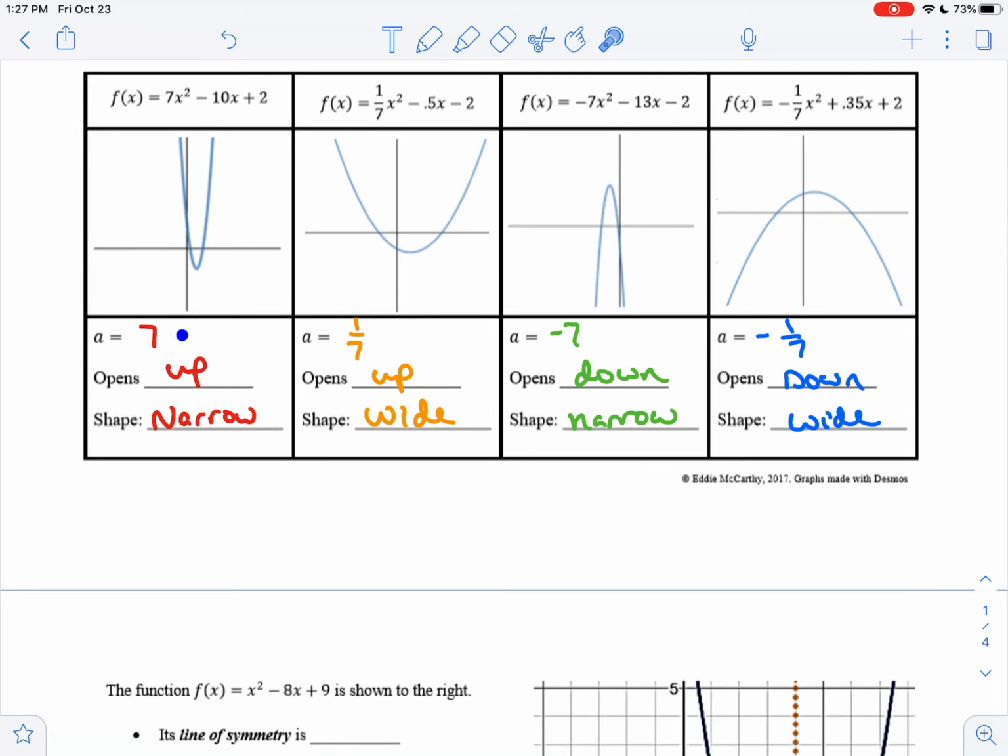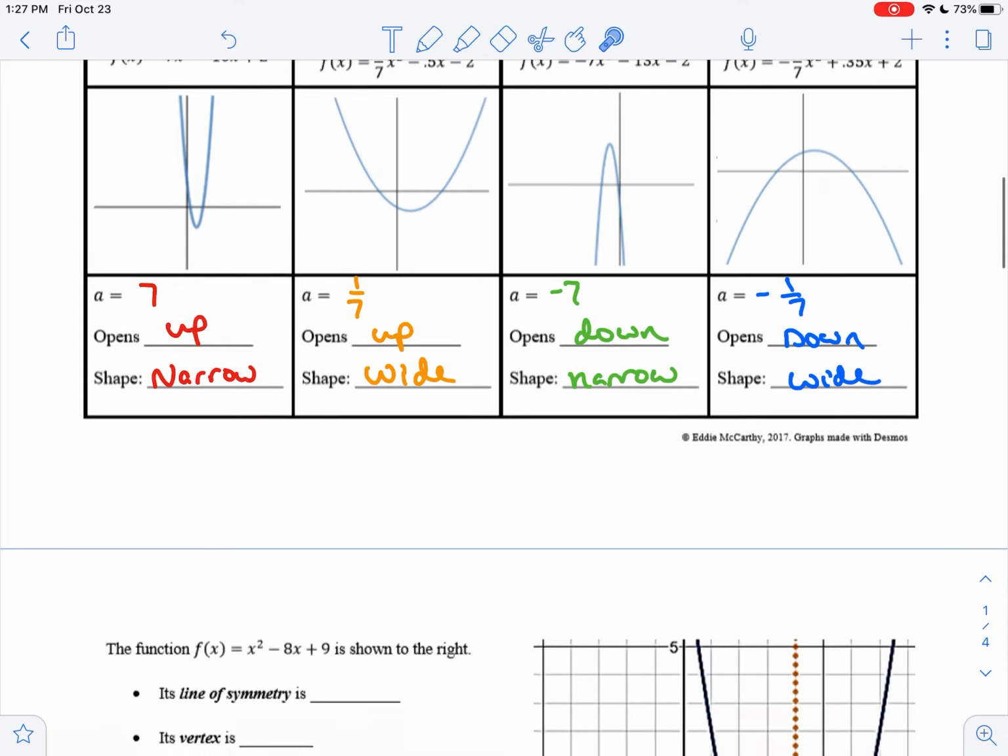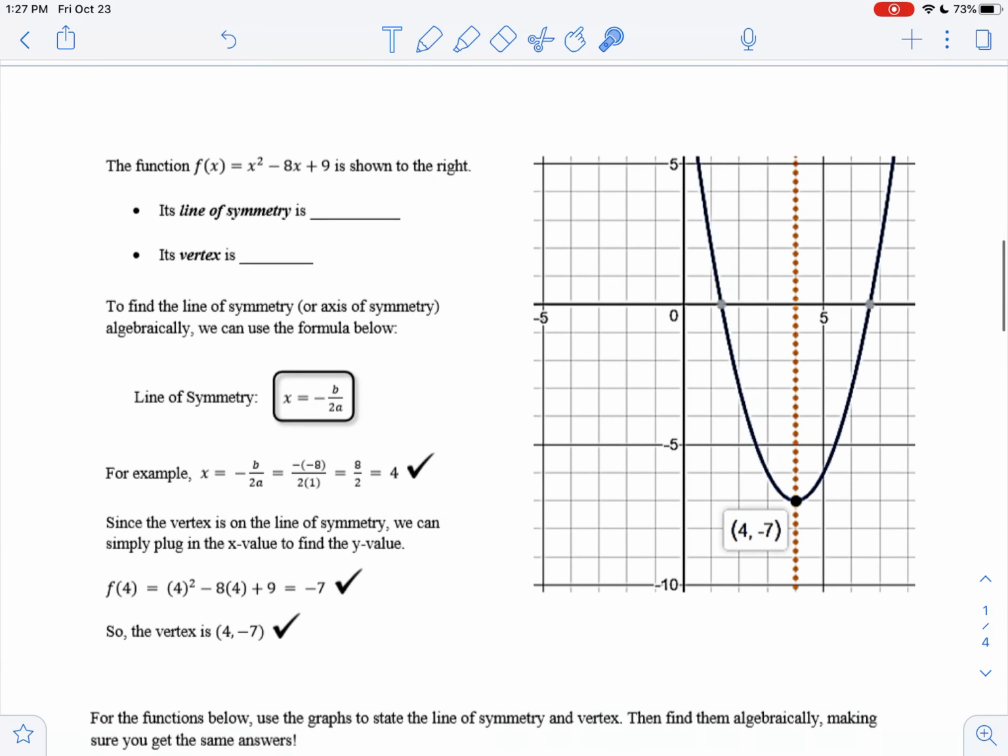So if we compare these graphs with each other, notice that when a is positive, the graph is opening upward. When a is negative, the graph is opening down. Okay? When the absolute value of a is greater than 1, then the graph gets narrow. But when the absolute value of a is between 0 and 1, or a fraction between 0 and 1, notice it got wider than the normal graph. Okay, that's just something to pay attention to.